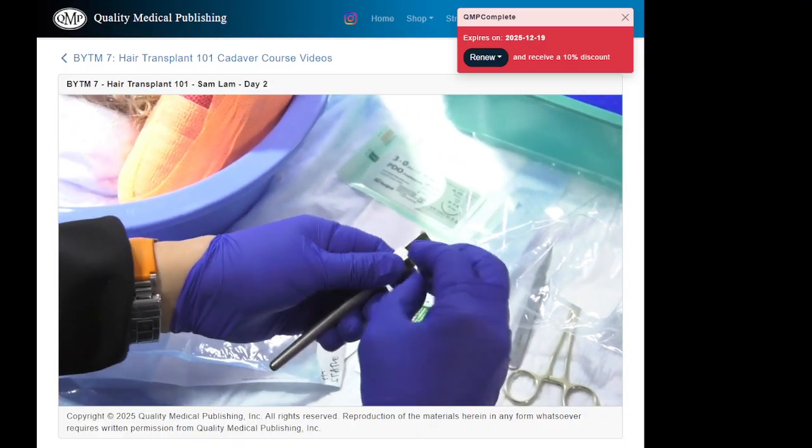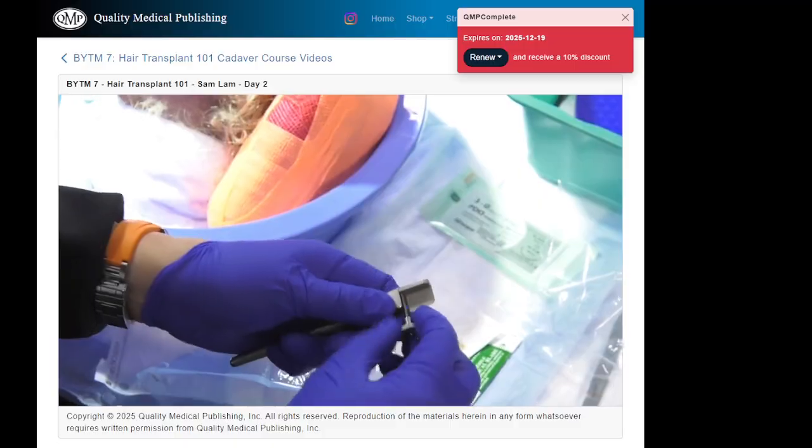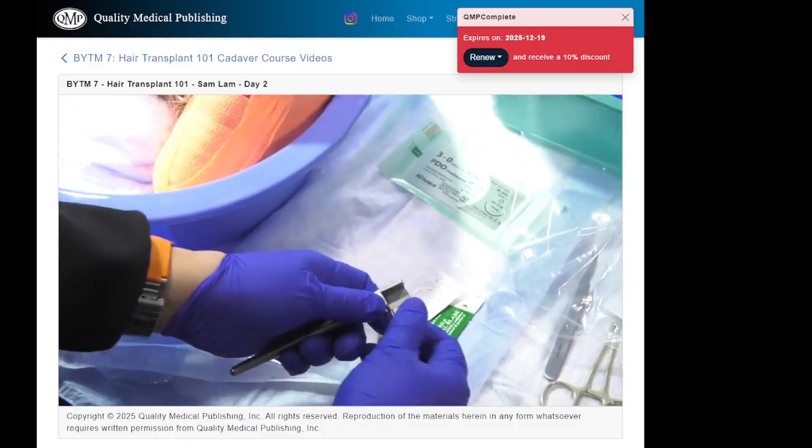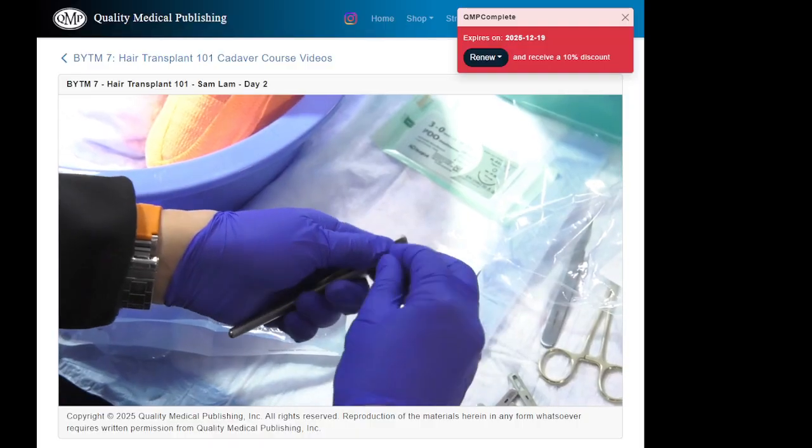So this multi-blade is intended to be used to harvest in a strip. I use it to score the dermis. Is that clear? I'm not using this to harvest. So what I'm doing is I use 15 blades for this. I use 10 blades to actually do the harvest. So I'm using 15 for this.